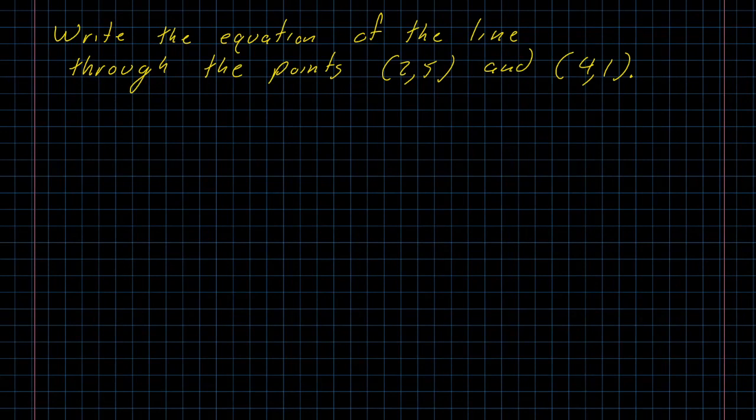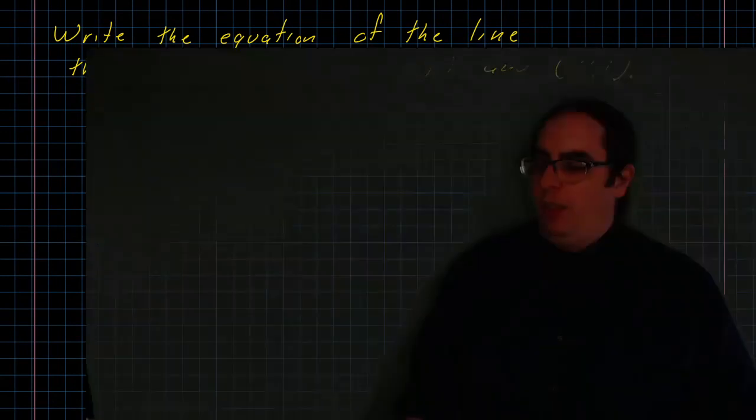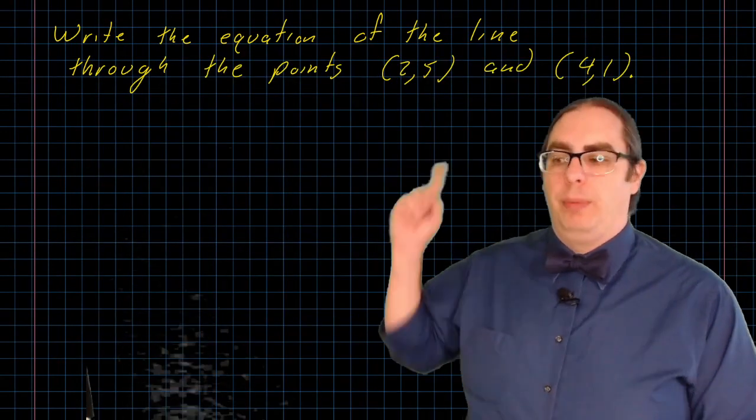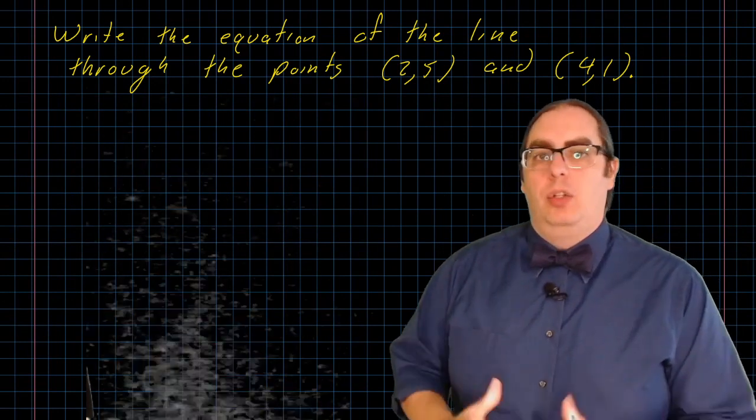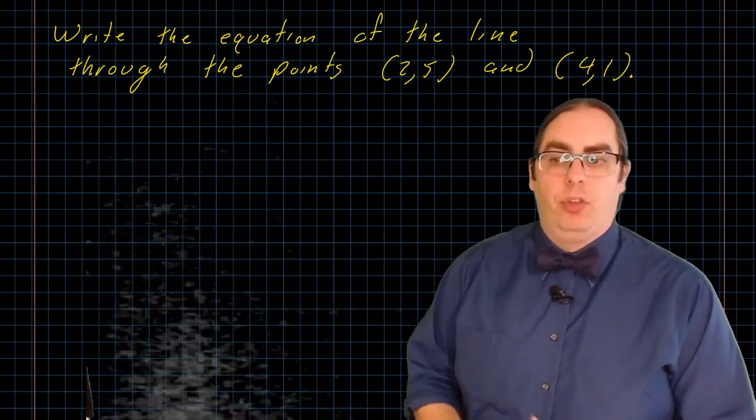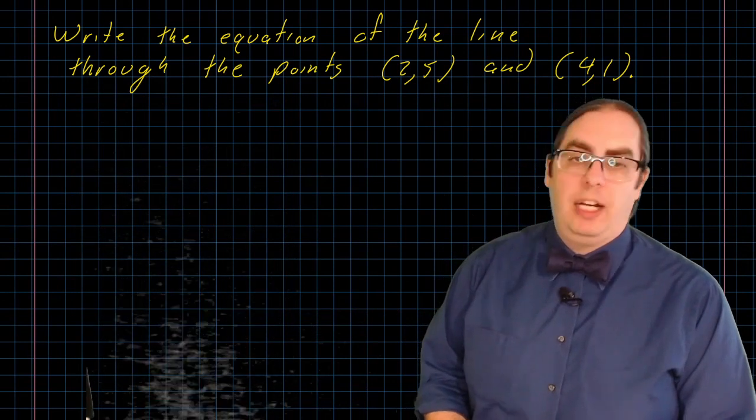So that leaves me with a problem for you to try on your own. You will have to think back to your previous math courses, remember how to calculate a slope, and using that, I'd like you to write the equation of the line which passes through these 2 points, 2, 5, and 4, 1.